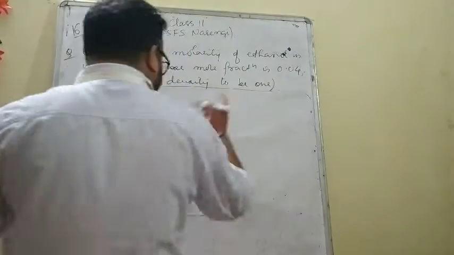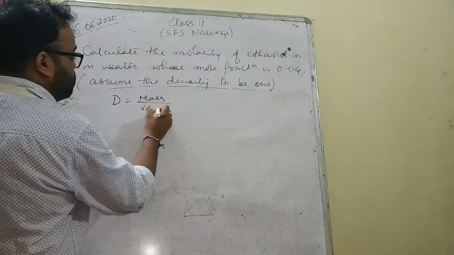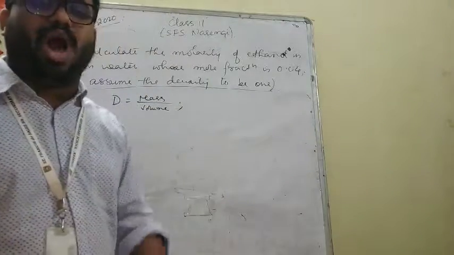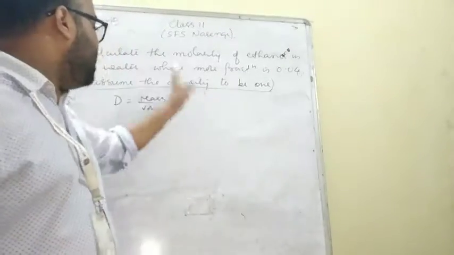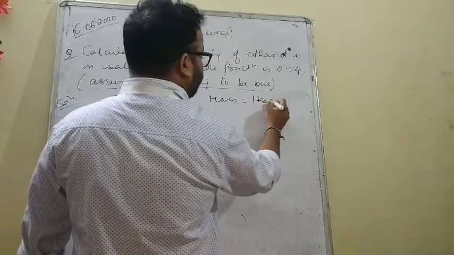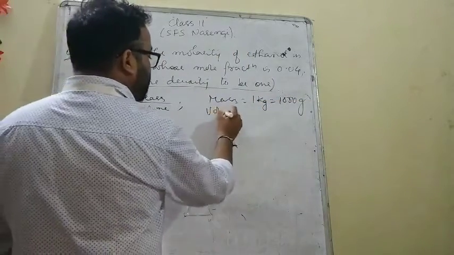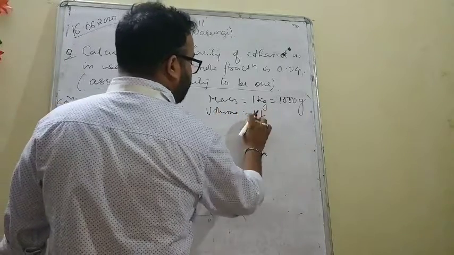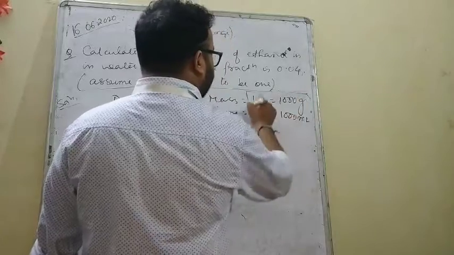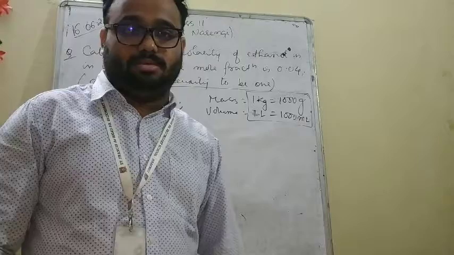So density, students, density is equal to mass by volume. Since they have told density to be 1, I have to take the standard value. It means the mass of solution I have to take as 1 kg, that is 1000 gram, and volume I have to take 1 liter, that is 1000 ml.